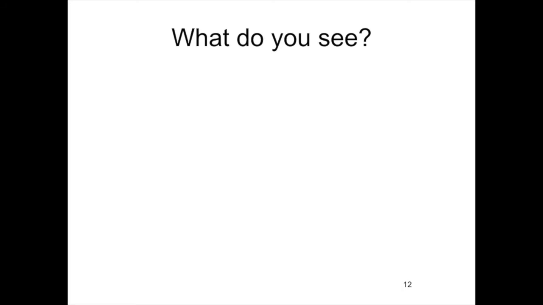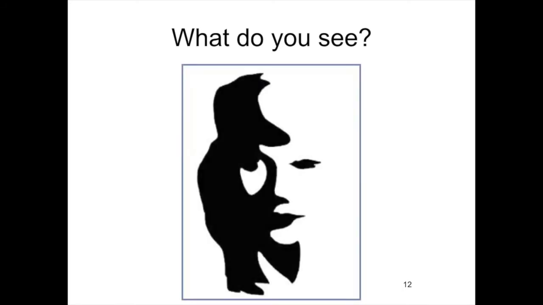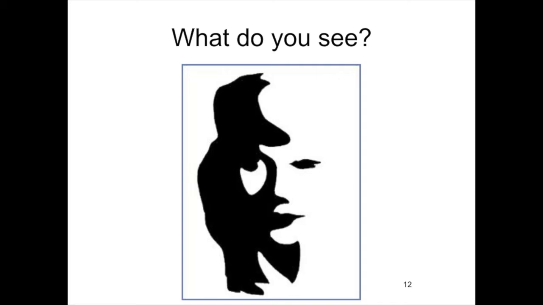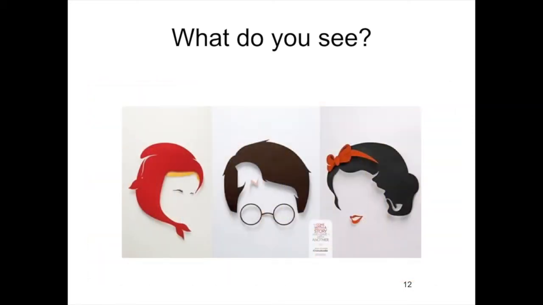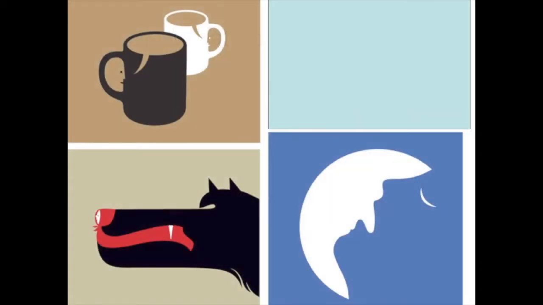Let's take a look at some more fun pictures. What do you see? Can you see a man playing a saxophone and the face of a woman? What do you see? Do you notice the negative space between the columns looks like people? What do you see? What do you see?